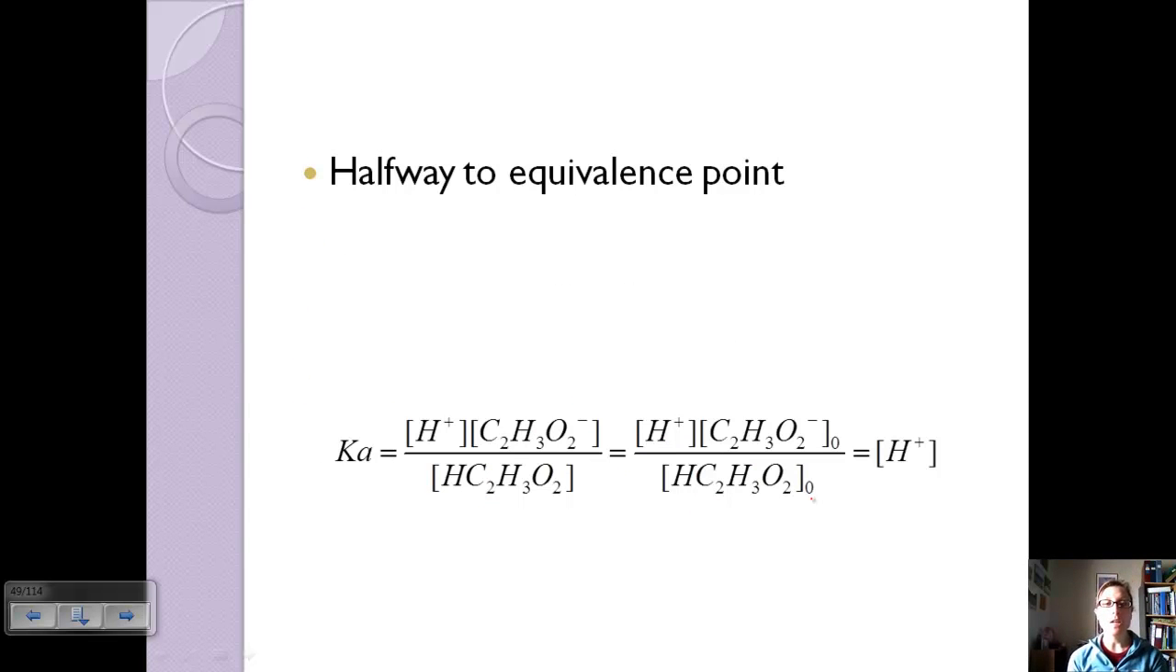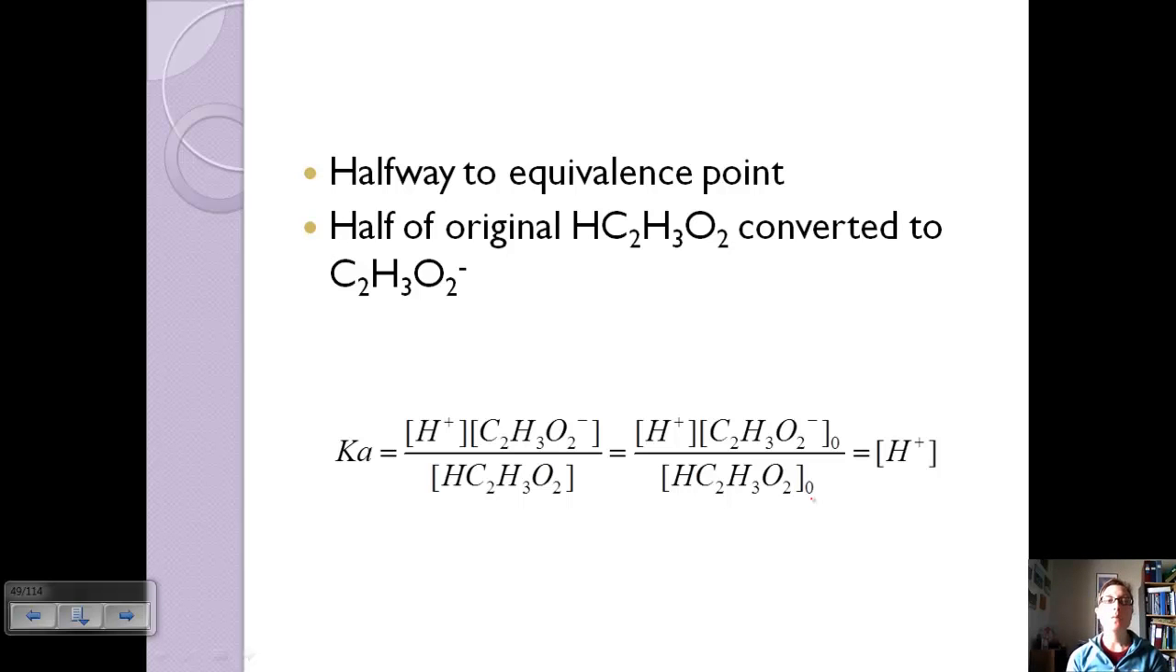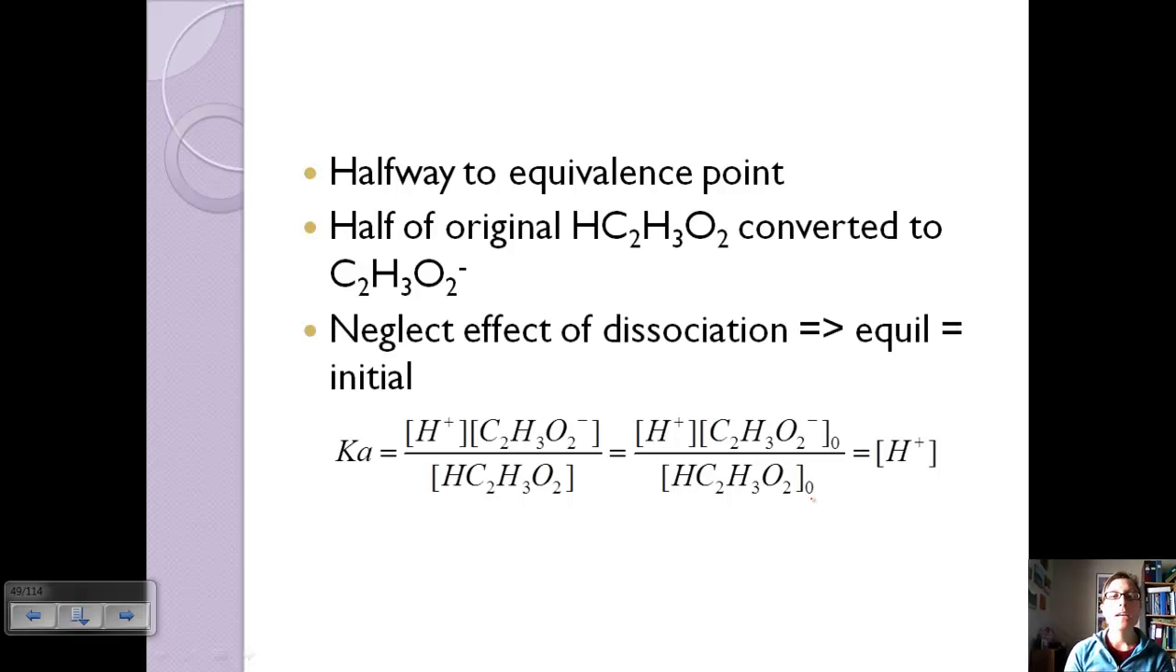Okay, so hopefully what you noticed is that the concentrations of our acid and our acetate ion were the same. We would call this halfway to the equivalence point. So half of the original acetic acid was converted to the acetate ion. Okay, so we started with 5 millimoles and 2.5 of it was converted, meaning that they were the same concentration.